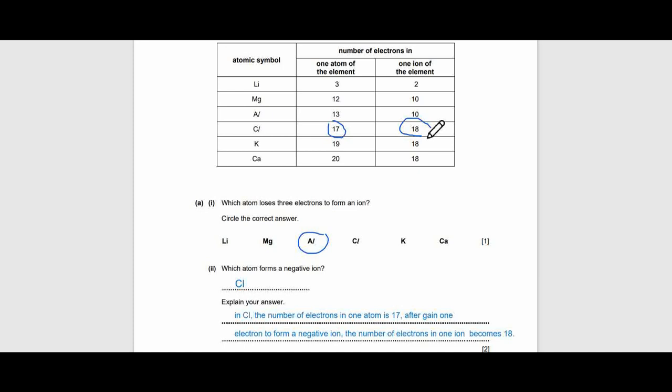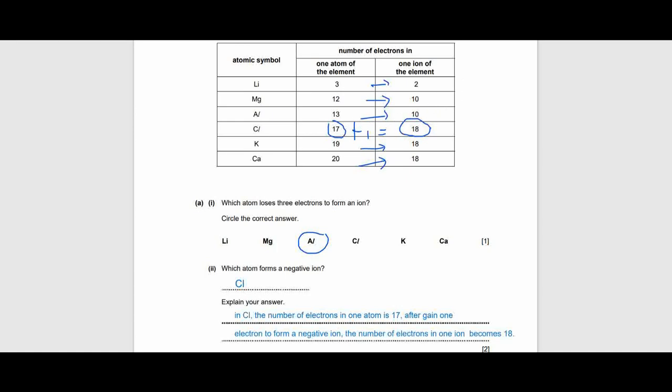So we see in here that 17 plus 1 is 18. That's how we know it becomes negative. Well, for the rest, the ion number is smaller, which means they form positive ions. The same applies for 19 to 18, and 20 to 18. So all the other elements form positive ions except for Cl, because the number of electrons increased by 1.